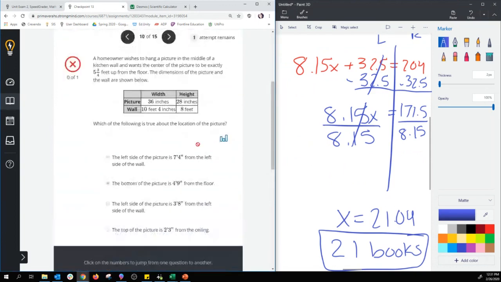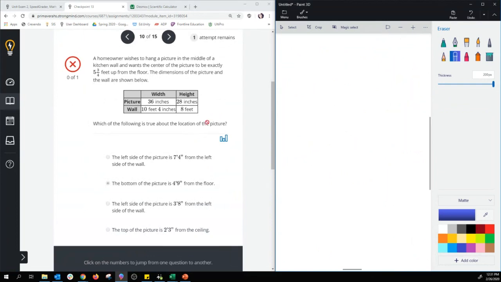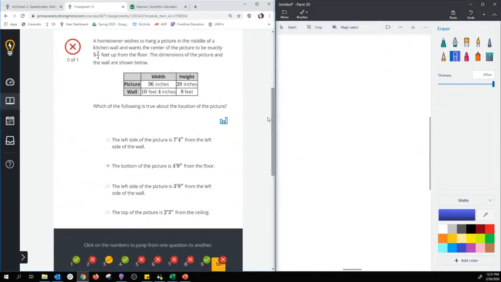A homeowner wishes to hang a picture in the middle of the kitchen wall and wants the center to be exactly 5 3/4 feet up from the floor. The dimensions of the picture and the wall are shown. Which of the following is true about the location of the picture?